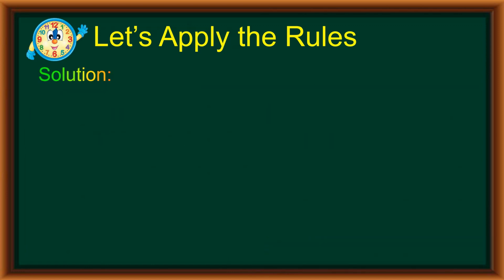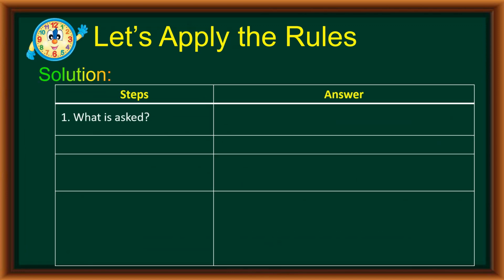Let us apply the rules. The first step in our solution is to answer what is asked. In the given problem, it is being asked what time at the most should Janus start roasting.